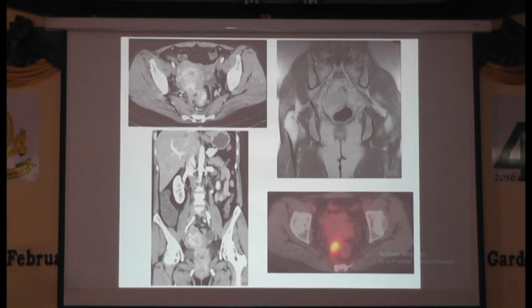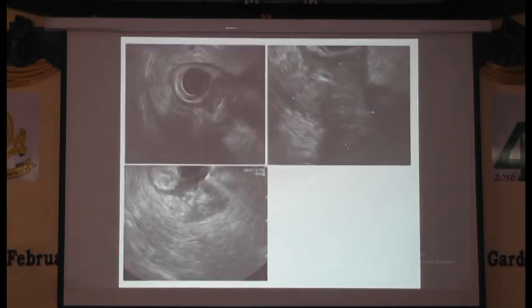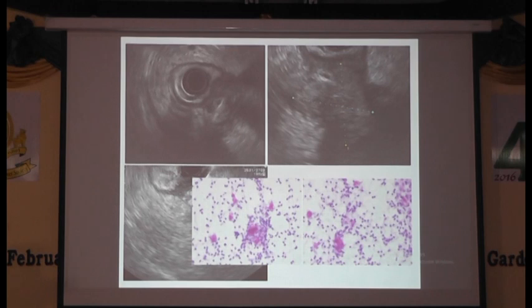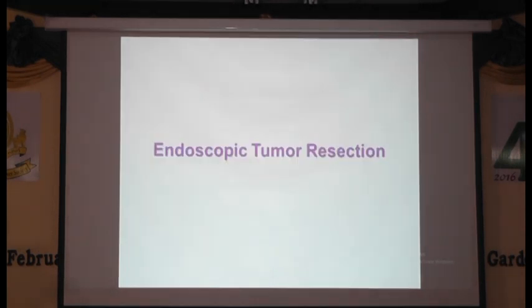We can see a mass on the right side of the rectum invading the rectal wall. It was PET positive. EUS-FNA was performed, and we could get pus with positive filaments from there. It was actinomycosis, and the patient was healed with antibiotics without surgery.